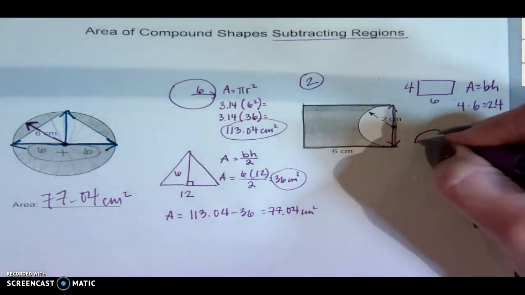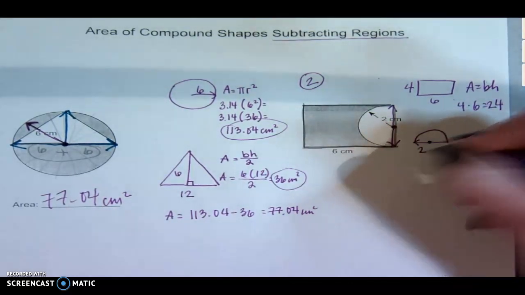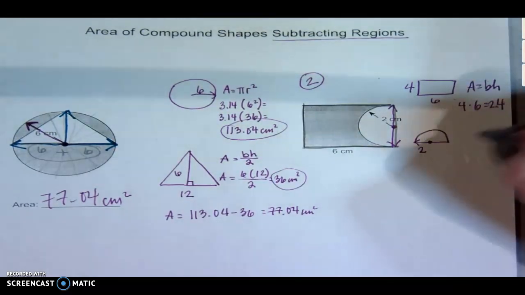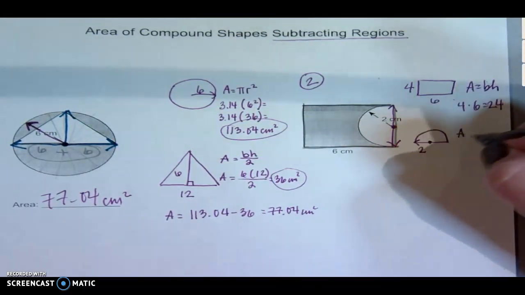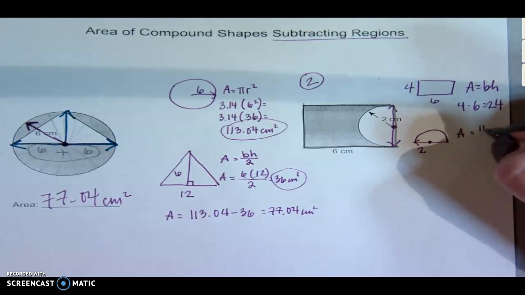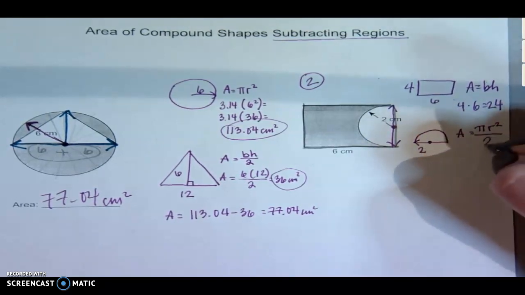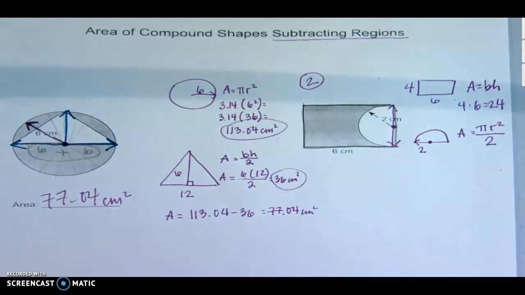And yes, so now we have this measure right here. I'm going to just label it. So that's a radius of 2. When I work with semicircles, and when you work with semicircles, I would like for you to write down your formula for semicircle right away.